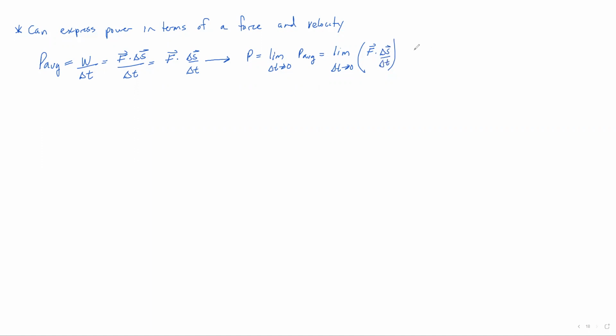Okay. Well, that limit's going to be F dot ds dt, which is just basically equal to your velocity v. So another formula you can use is power is equal to F dot v. And notice it still gives you a scalar, so that's just more proof that power is a scalar. So what I want to do is a couple of example problems just so you get a feel for working with power. I'll do that now.